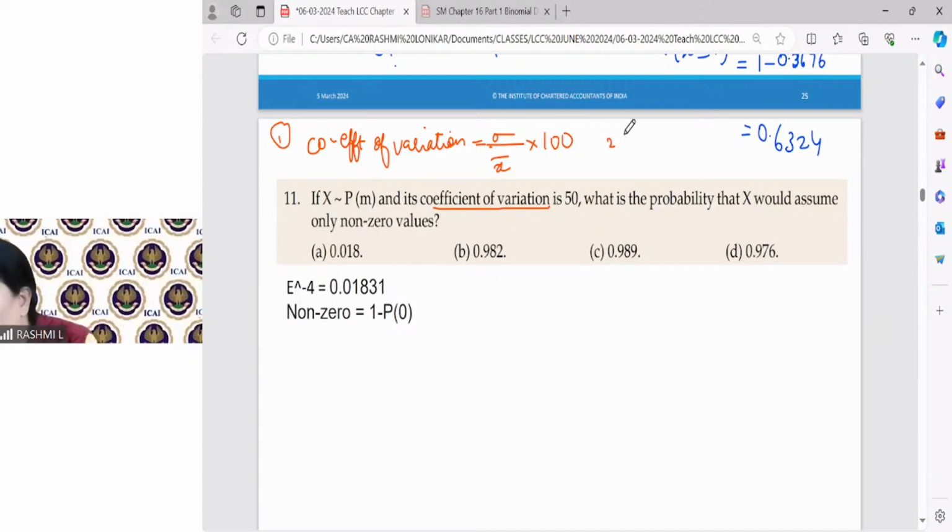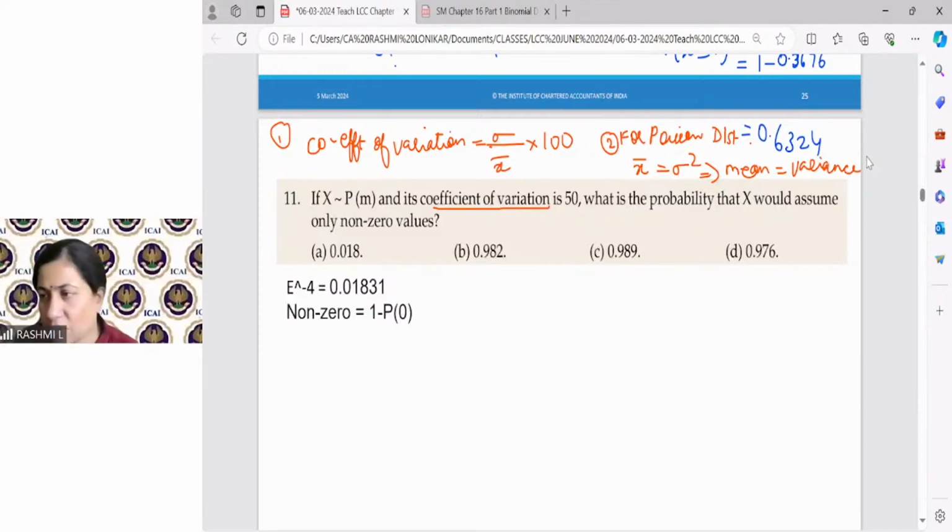Second important concept that we are going to use is for Poisson distribution, x bar is equal to sigma square. Okay. Why? Because mean is equal to variance. So very unique concept we are going to apply over here.